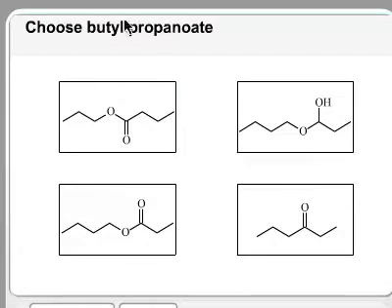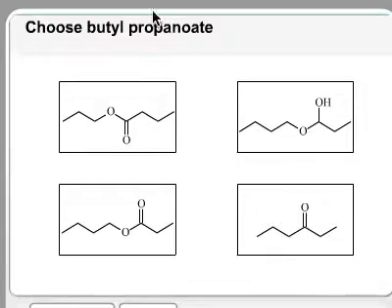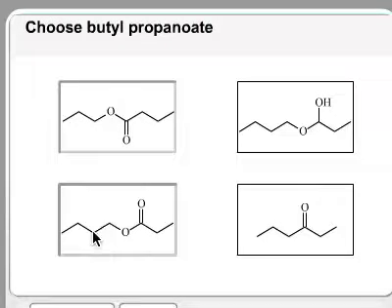Okay, butyl propanoate. This is an ester, so let's rule out anything that's not an ester. Not an ester, not an ester. These two are. Butyl is on the oxygen end, so 1, 2, 3, 1, 2, 3, 4. Now this is flipped, but that's okay. It can be flipped. We're used to having the alcohol group on the right.